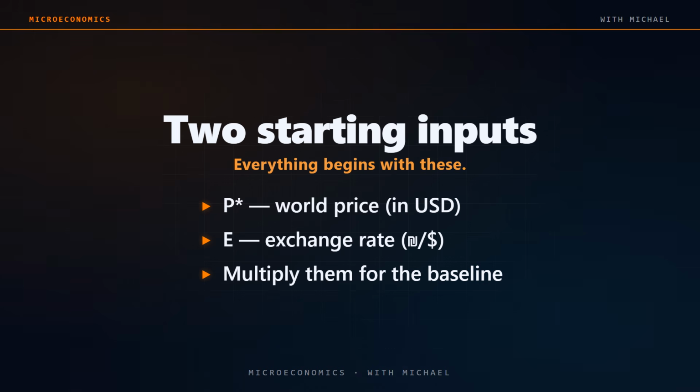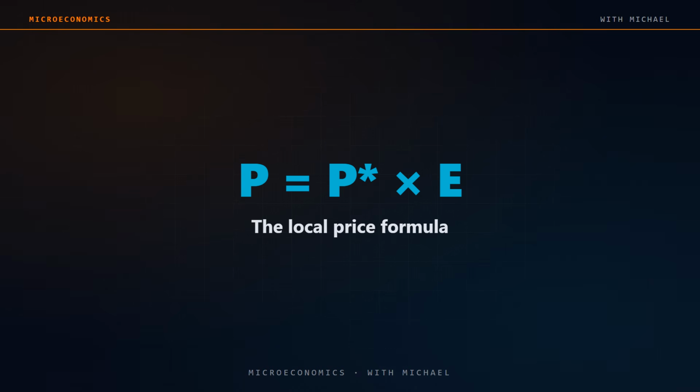At its heart, the basic math is super simple. The local price, we'll call it P, equals the world price, P star, multiplied by the exchange rate, E. This little formula is the foundation for figuring out the price of almost any imported good. So for our example, the car costs $12,000 on the world market. To keep things simple, the exchange rate is a flat 6 shekels to the dollar. Quick math. 12,000 times 6 gives you a base local price of 72,000 shekels. Remember that number. That's our starting line, before anything else enters the picture.